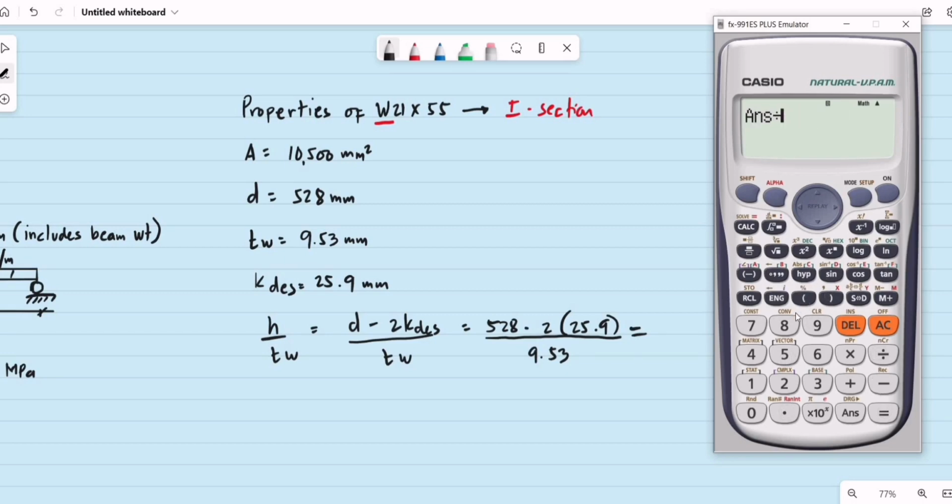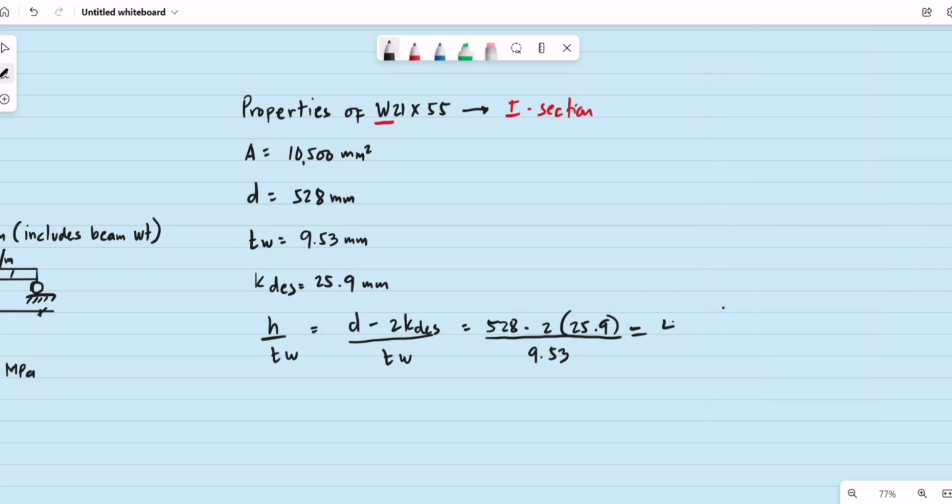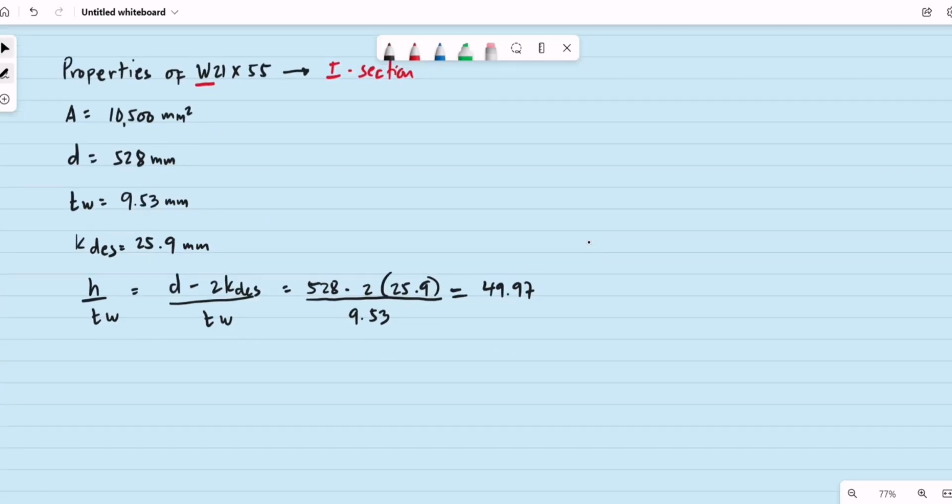Okay, then to be divided by 9.53. So this is equal to 49.97. So is it less than? Okay, we need to check if it is less than or equal to 2.24.